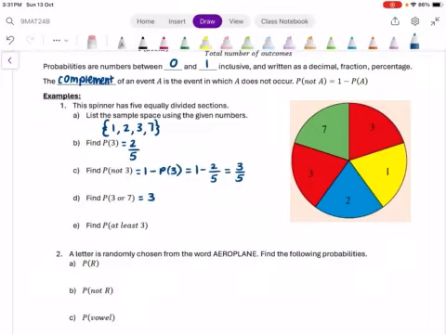Finally, the last question is to find the probability of at least a 3. So we want to look at the number 3 and any numbers that are greater than 3, or greater than or equal to 3 is what this is asking. So what we have is a 3, a 7, and a 3. So again, our answer is 3 over 5.